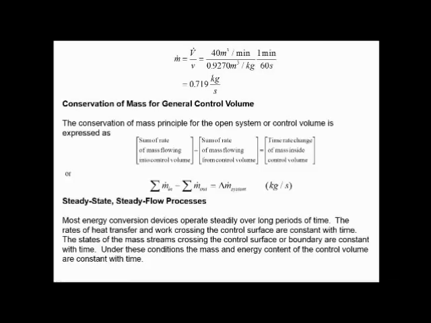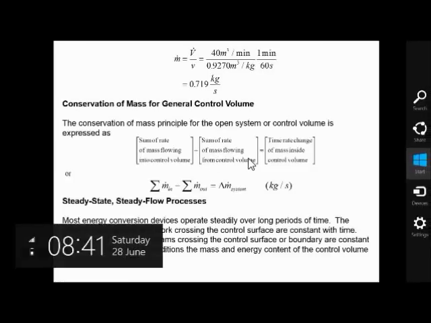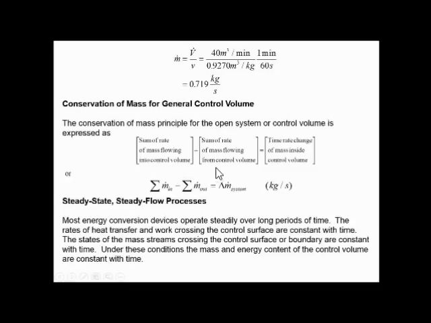Now the conservation of mass for a general control volume. The conservation of mass principle for the open system or control volume is expressed as the sum of the rate of mass flowing into the control volume minus the sum of the rate of mass flowing from the control volume. Remember these last terms, into the control volume and from the control volume. That is equal to the time rate of change of the mass inside the control volume. So m in minus m out equals m system.